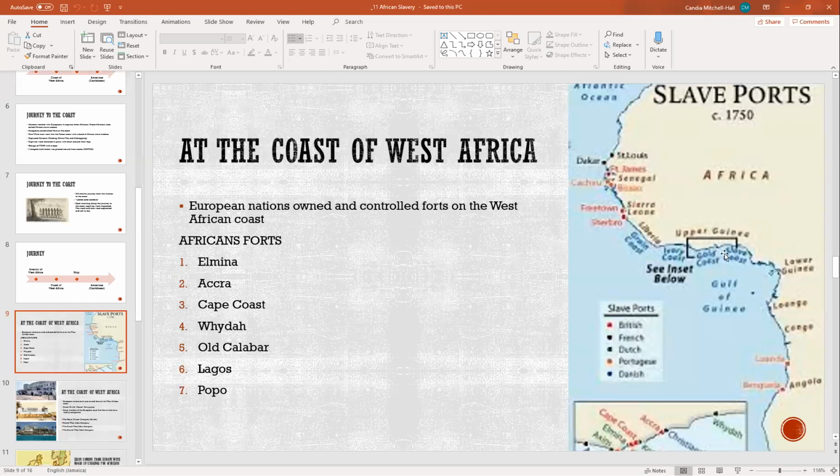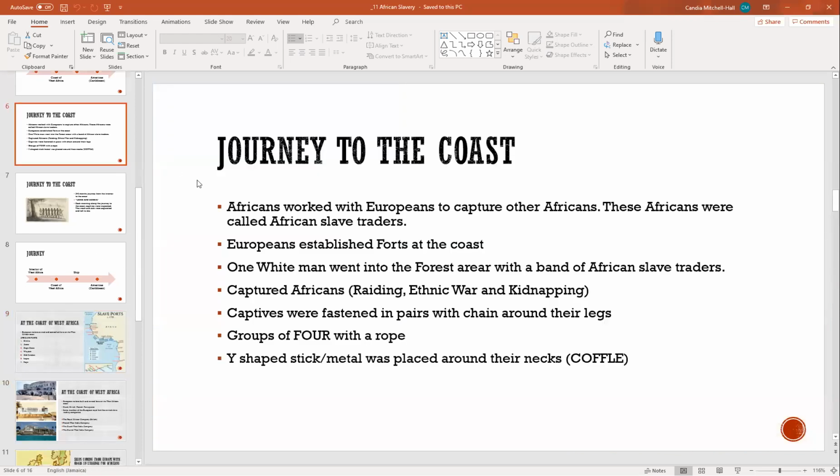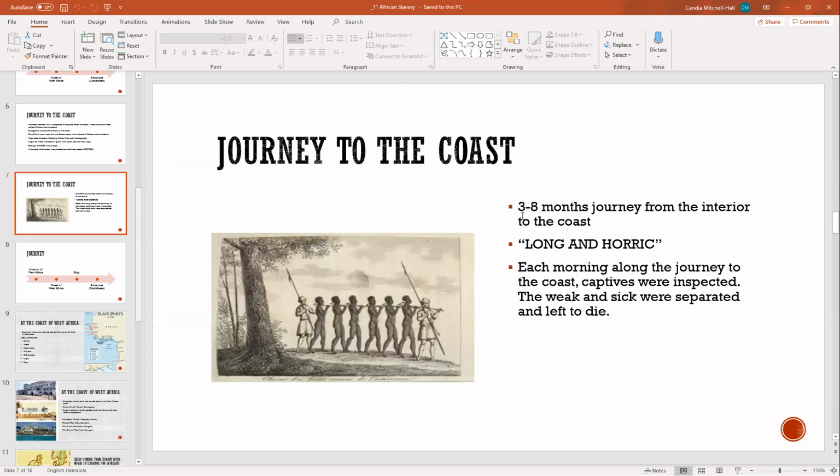The coast is here. The interior is here. From the interior to the coast, it took them 3 to 8 months to get to the coast. So they are walking for 3 to 8 months. So it was a very long journey, right? And it was for 3 to 8 months. So you're almost walking for an entire year to get to the coast.